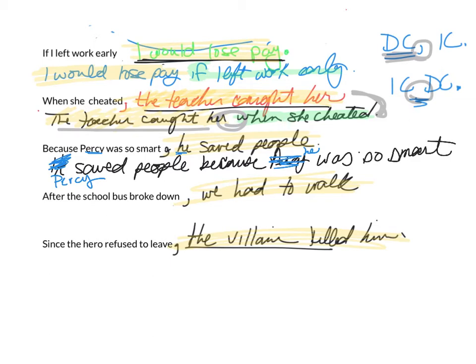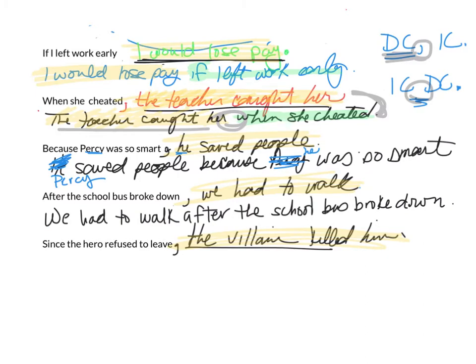So after the school bus broke down, we had to walk. Fix it. Well, don't fix it. It's right the way it is. But change it from a DC-IC into an IC-DC. Go. Okay, there we go. We had to walk after the school bus broke down. Did you remember that if you put the subordinating conjunction in the middle, you do not have that comma there? So there should be no comma before your subordinating conjunction.